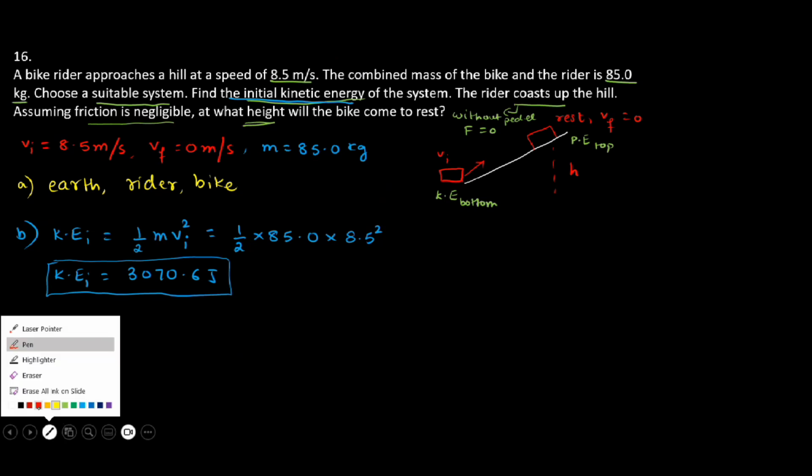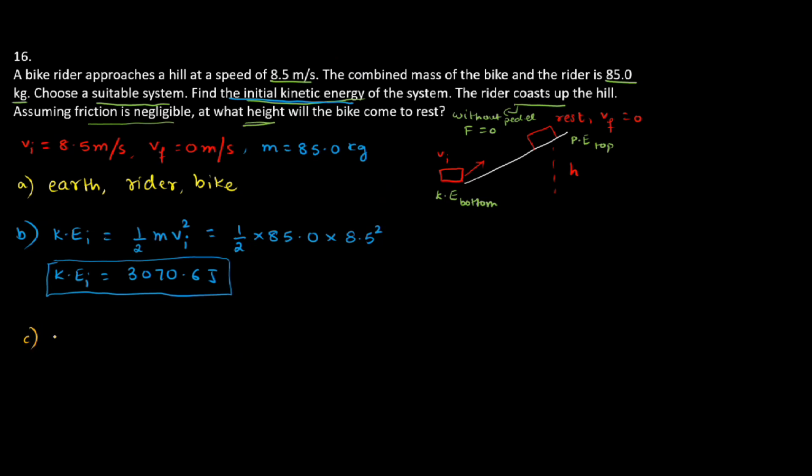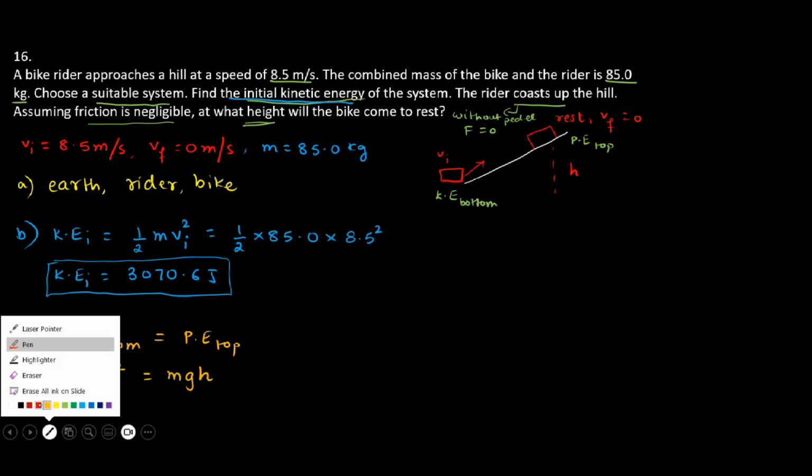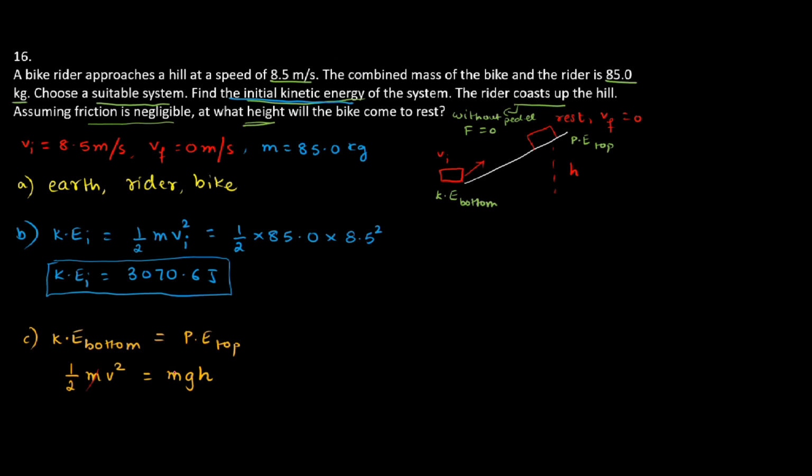We call this part C. Kinetic energy at the bottom is converted to potential energy at the top. Now we substitute kinetic energy. We know it is half mv squared equals potential energy, mgh. You can again cancel off the common terms m and m here. I need to find what is h. If I want h, I need to get rid of g.